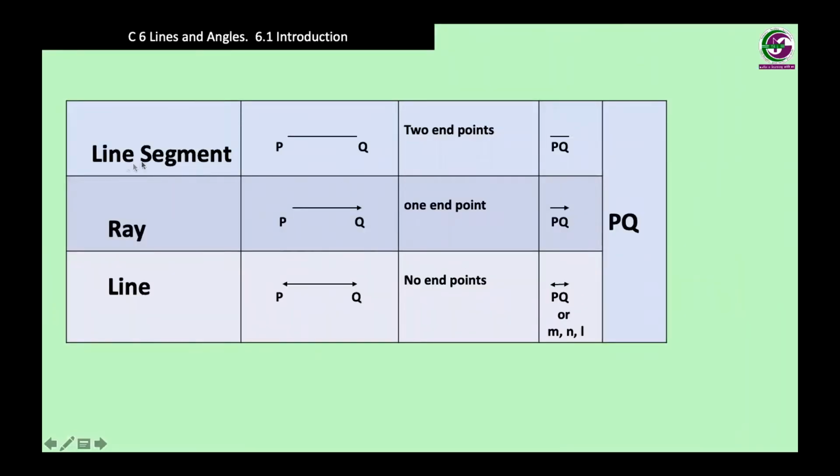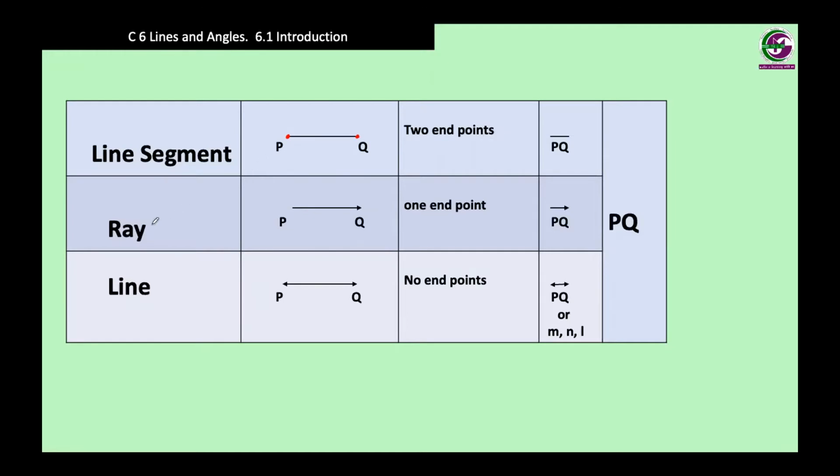First word, line segment. From the name itself, it's clear that it is a part of a line. So it should have two endpoints. Let us name it P and Q. So we have to mark a point on both the sides. So we can see that a line segment has two endpoints. And how do you represent it? By the two capital letters, PQ, and the symbol at the top.